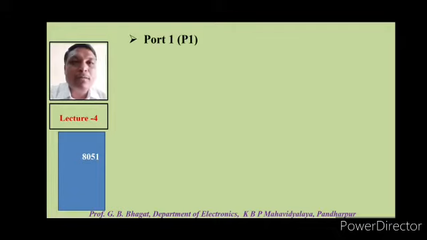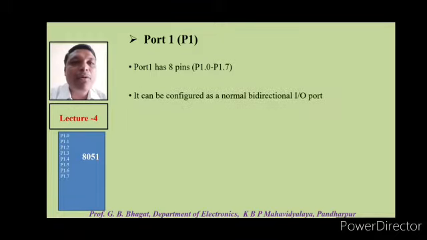Next, let us see port 1. Port 1 is denoted by P1. It has 8 pins ranging from P1.0 to P1.7. It can be configured as a normal bidirectional I/O port. Then it has no alternate function as in other ports. That is, this is the only port which has only one function, that is simply bidirectional input or output. It does not have any alternate function.